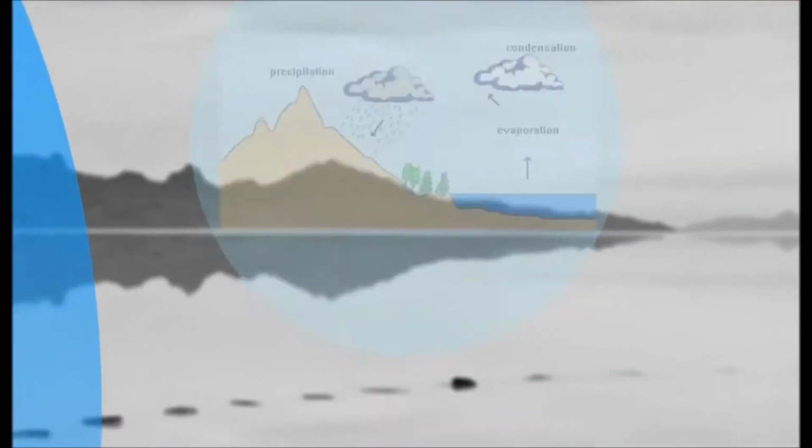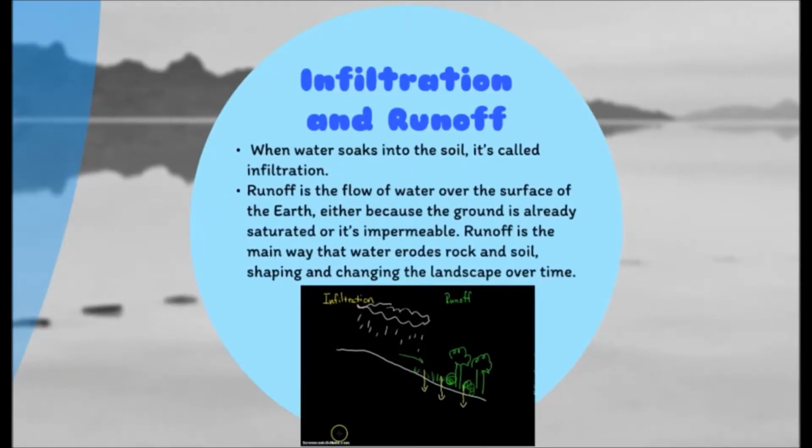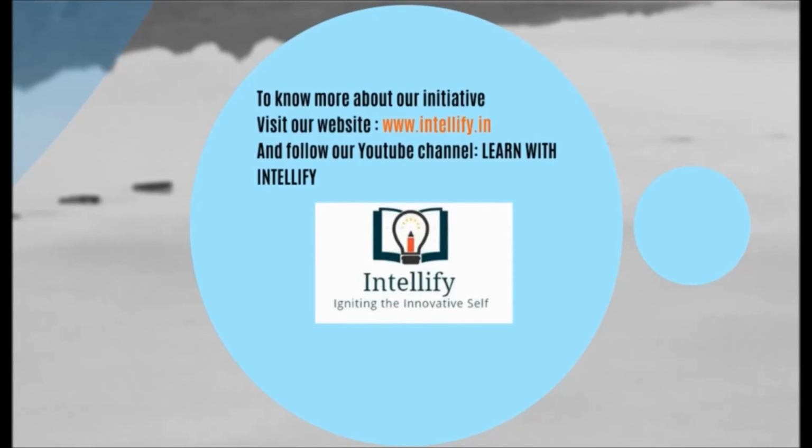Infiltration and runoff. Infiltration and runoff are the ways that water interacts with the solid earth. When water soaks into the soil, it's called infiltration. Runoff is the flow of water over the surface of the earth, either because the ground is already saturated or it is impermeable. Runoff is the main way that water erodes rock and soil, shaping and changing the landscape over time. And that is how the water completes its cycle.